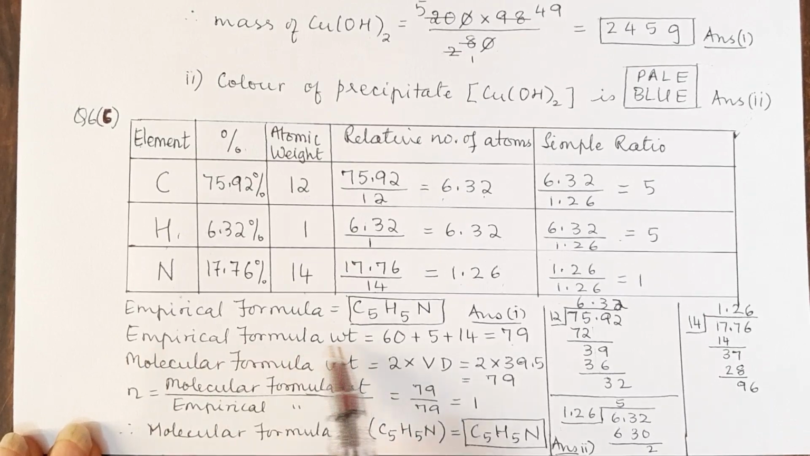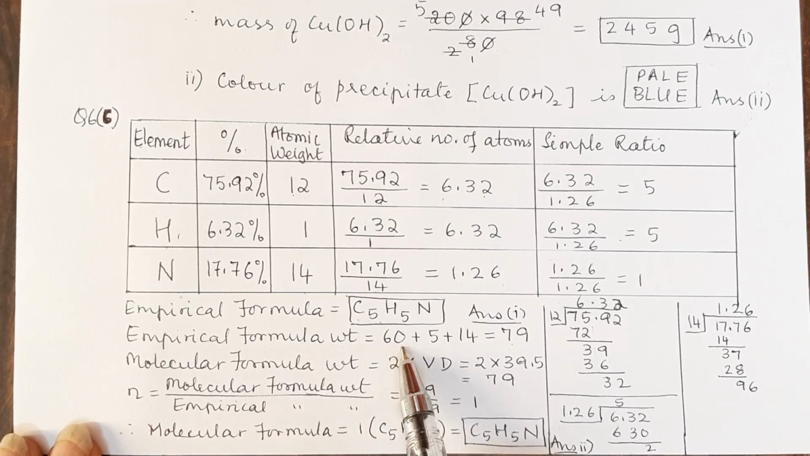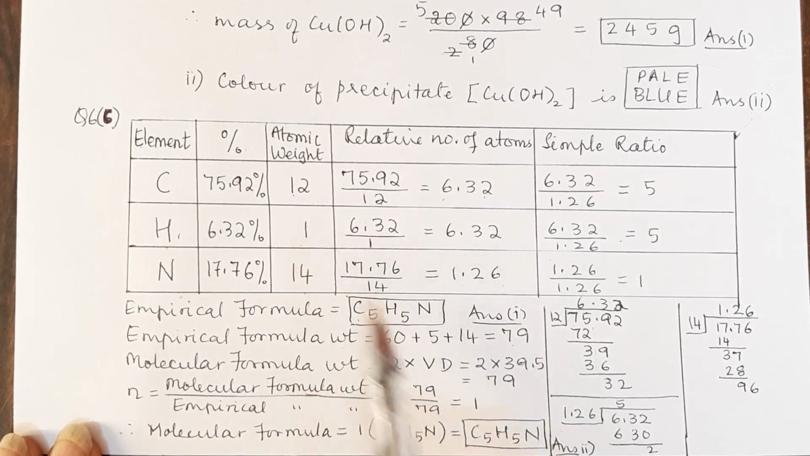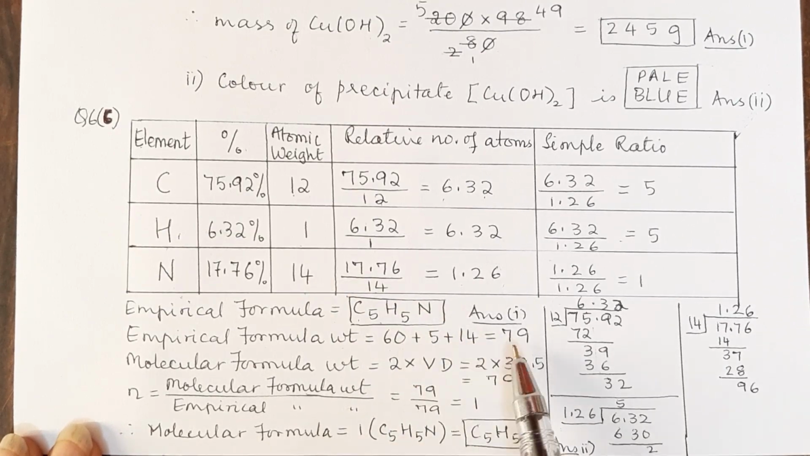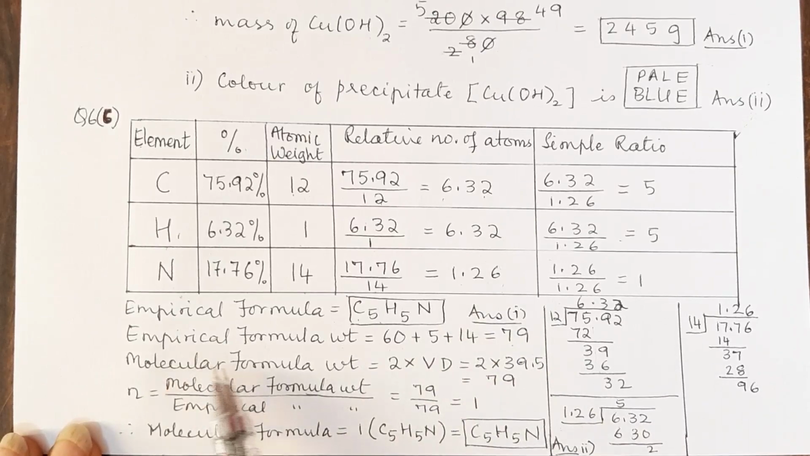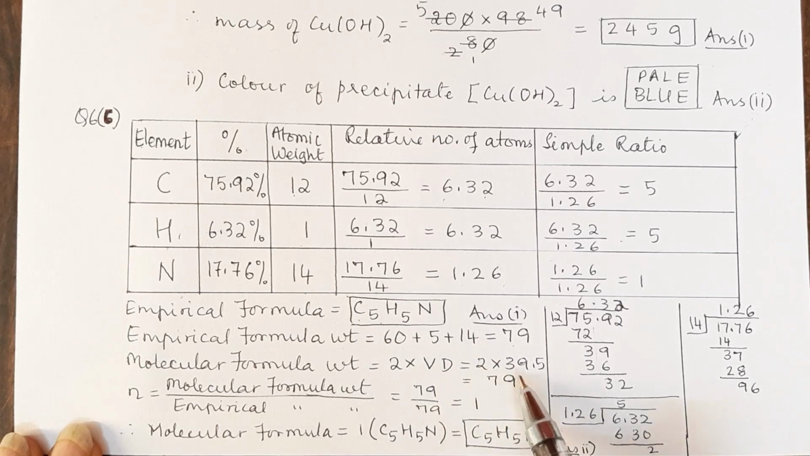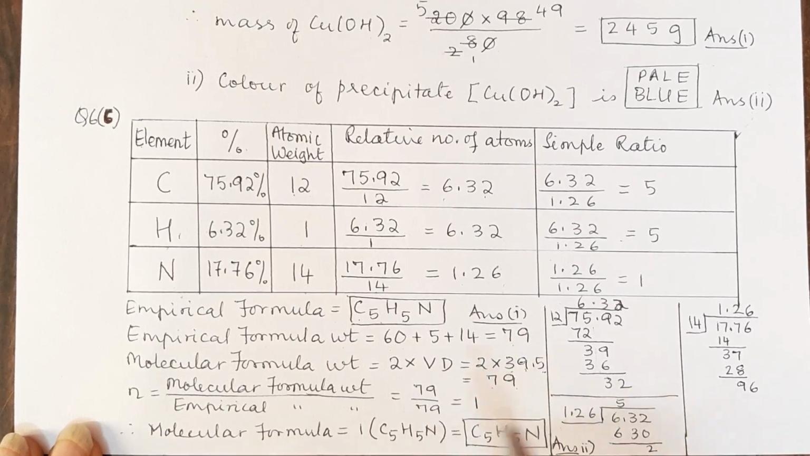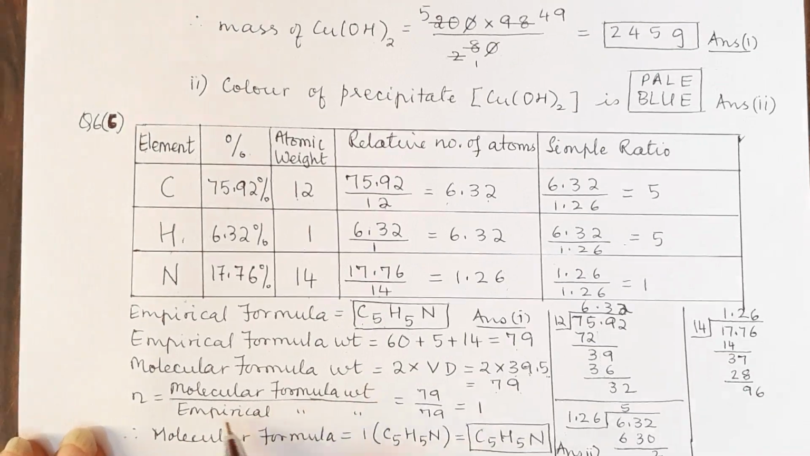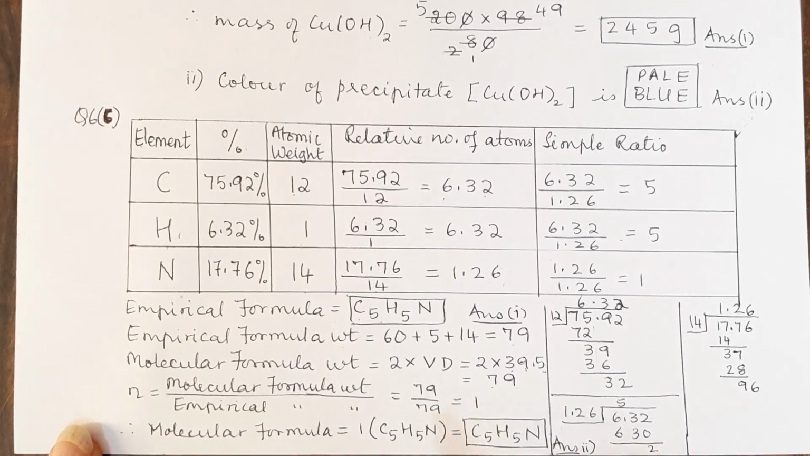Next step is to get the empirical formula weight. Carbon is 12, so 12 into 5 is 60. Then hydrogen is 1, so 1 into 5 is 5. Nitrogen is 14, so we write here 14, add it up, 79. Next step is to get the molecular formula weight, which is 2 into vapor density. And the vapor density has been supplied as 39.5 multiplied by 2, that is your 79. Our next step is to get n, that is molecular formula weight upon empirical formula weight. And that is 79 upon 79, which is 1.